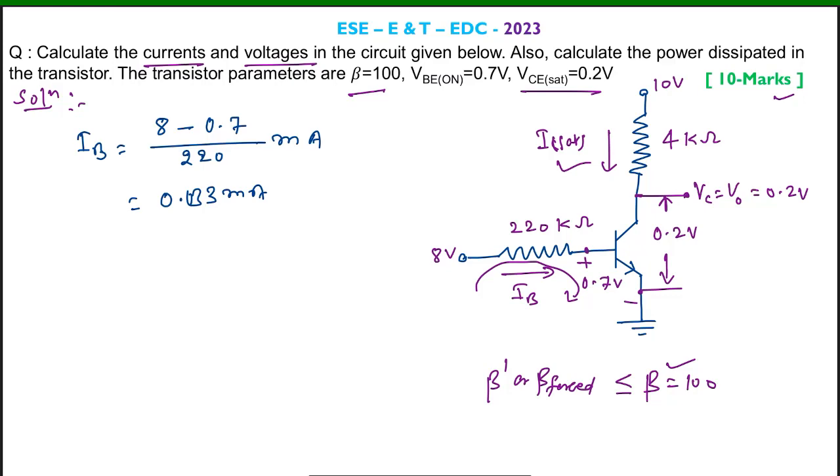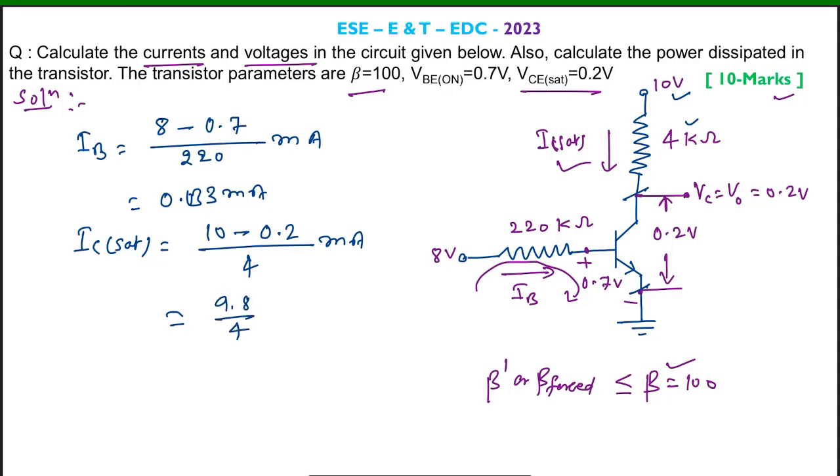Now by assuming this transistor is working in the saturation region, we can calculate this IC sat value. So IC saturation is equal to what? The supply here is 10 volt, so 10 minus the voltage drop across collector to emitter, which is 0.2 volt, divided by 4, and due to the kilo the order becomes milliampere. If we solve this, we get 9.8 divided by 4 milliampere. Ultimately this becomes 2.45 milliampere.